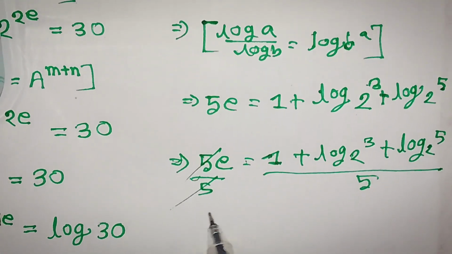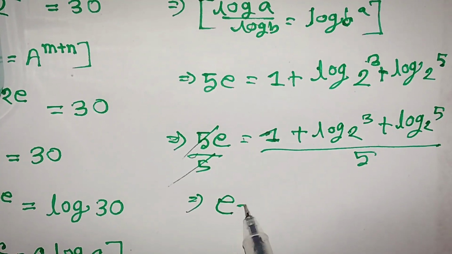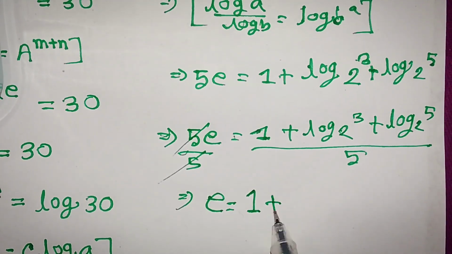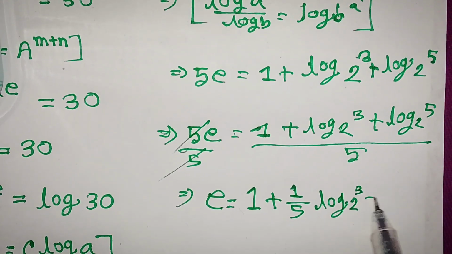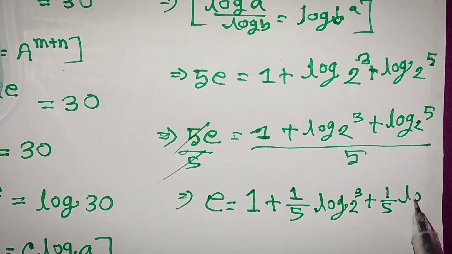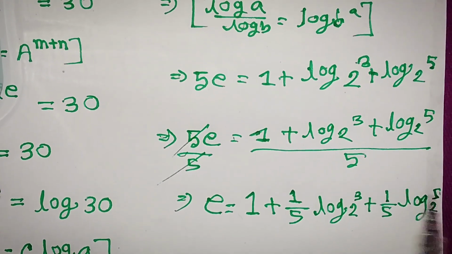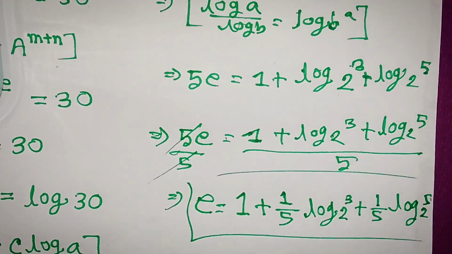Then dividing by 5, we get the real value of e: 1 by 5 times (1 plus log base 2 of 3 plus log base 2 of 5). This is the real answer.